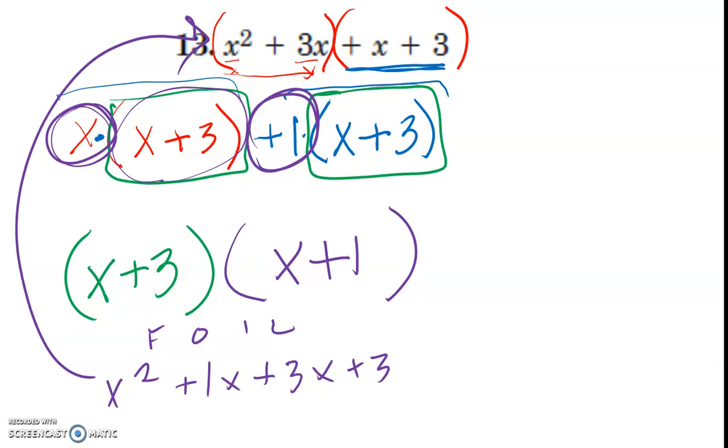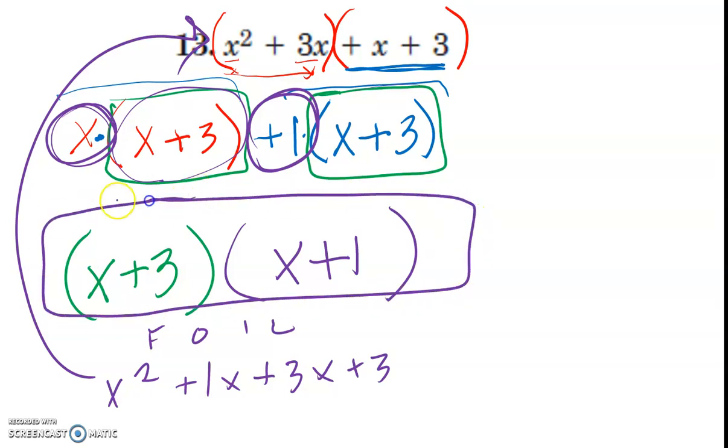Okay, because I can move those around, I get that same answer back. So believe it or not, the factored answer here is that binomial times that binomial that we had in chapter 7. Let's try another one.